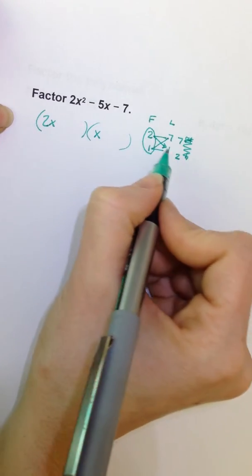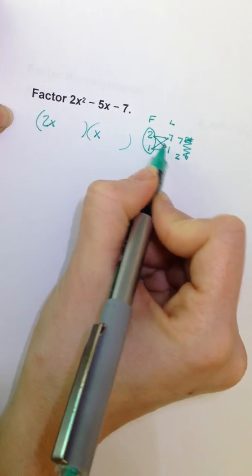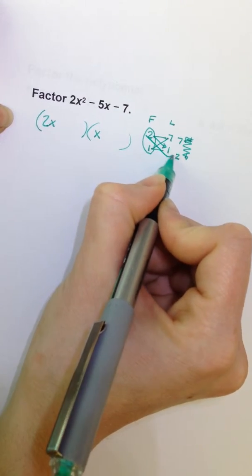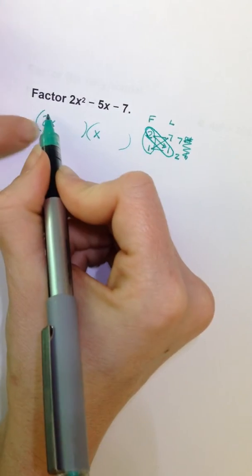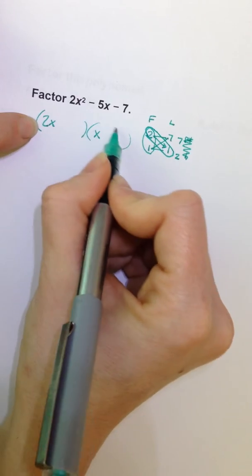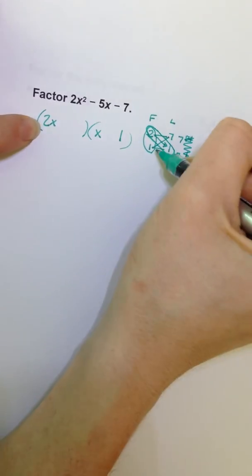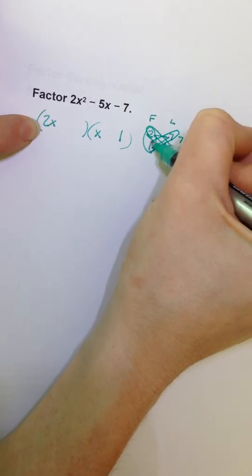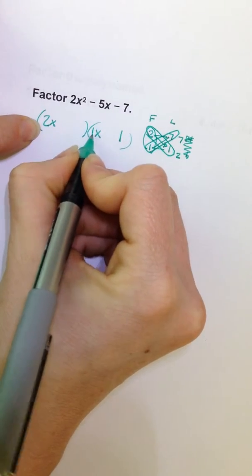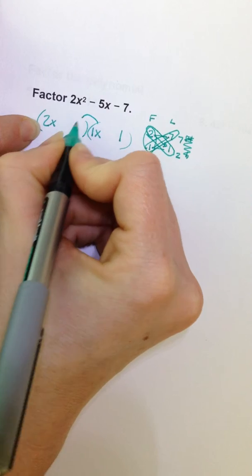And I know that my last terms need to be 7 and 1, but I learned that my 2 has to go with my 1. So that great big eyebrow, 2 and 1. And then I need for my 1 to go with my 7. So here's my 1 on the inside and my 7.